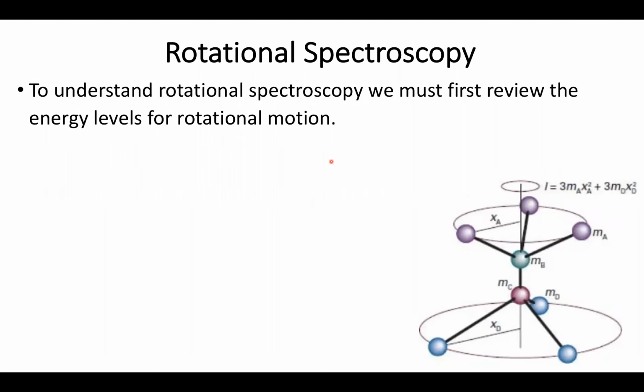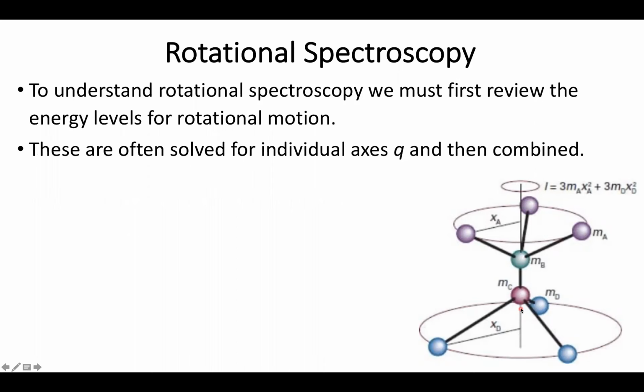And so one of the first things we need to be looking at is the energy levels for rotational motion, because what we're really going to be looking at with spectroscopy is going to be the difference in these rotational energy levels. So the typical approach for this is going to be looking at molecules that can rotate across several axes. So be it X, Y, or Z. So a good approach is going to be trying to solve for each of these axes individually and then combine the net answer.